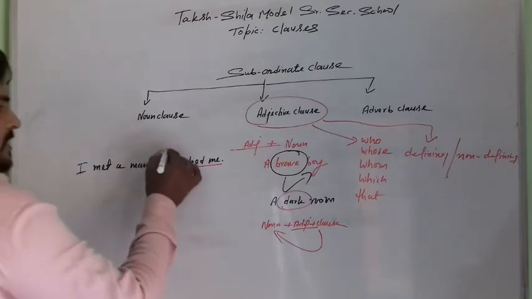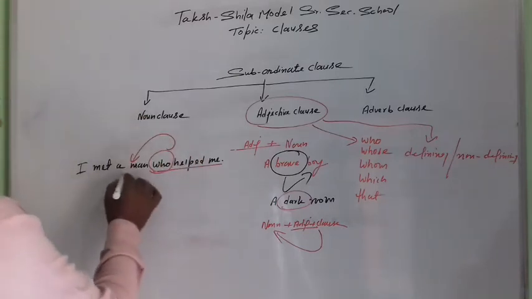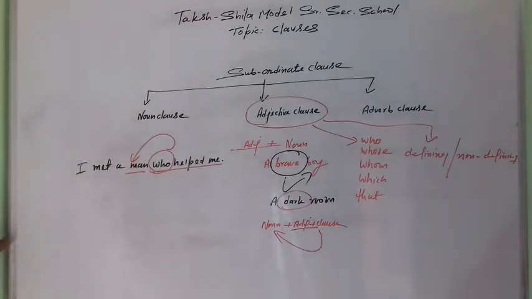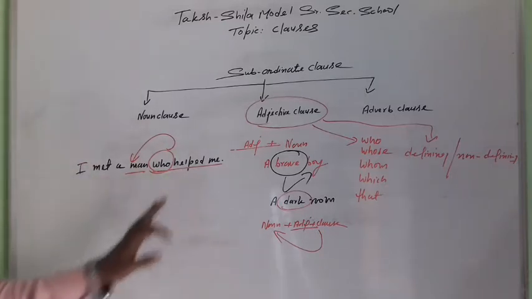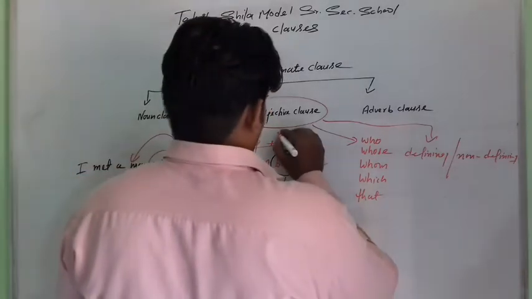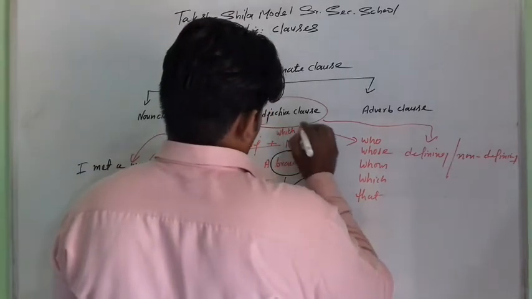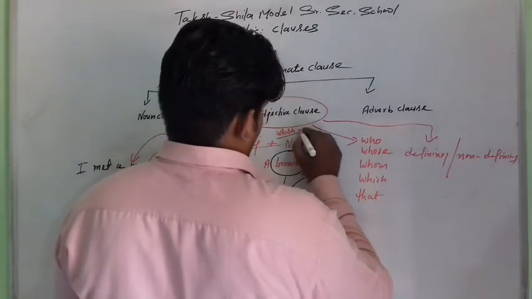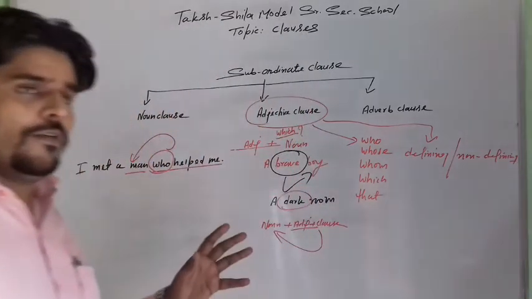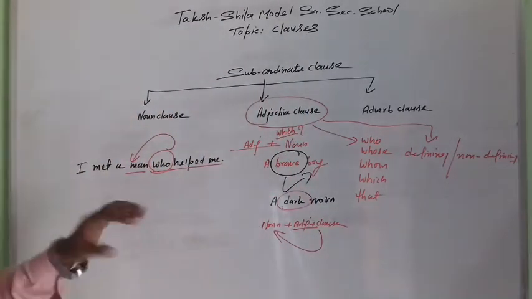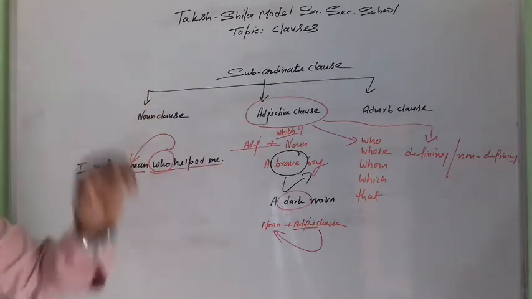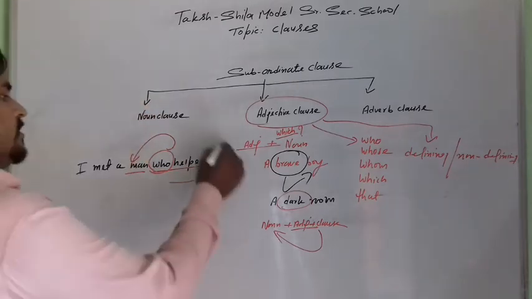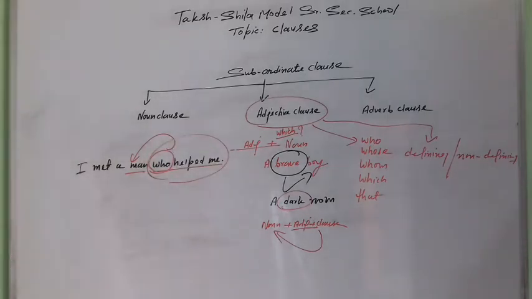This group of words is actually defining the meaning of this noun. Which man? I met a man who helped me. Which man did I meet? I met a man who helped me. So, when you ask the noun which question, which or what kind of, you get an adjective clause. So, I met a man, which man? Who helped me. So, this "who helped me" is actually an adjective clause.